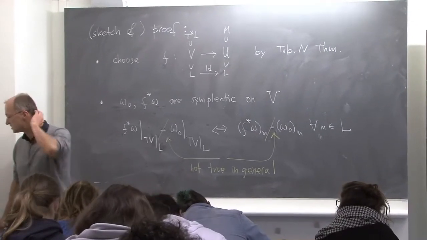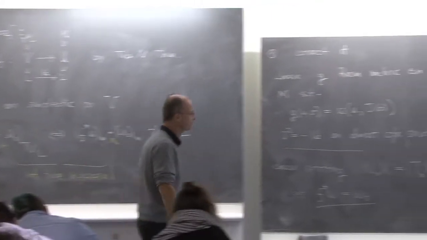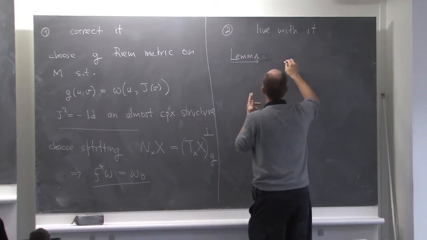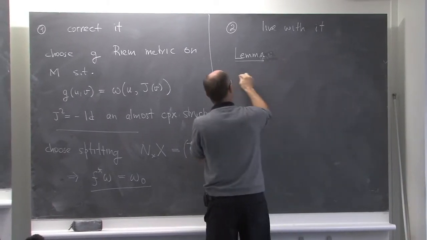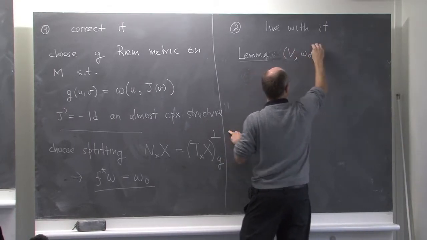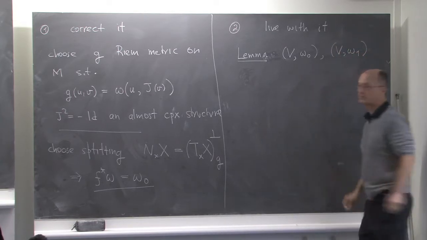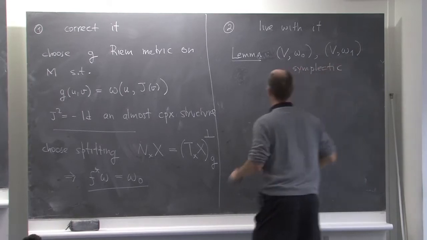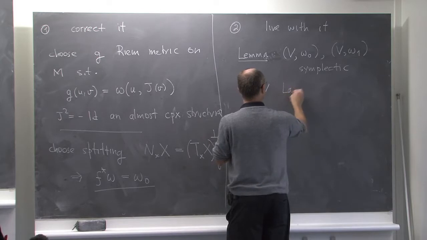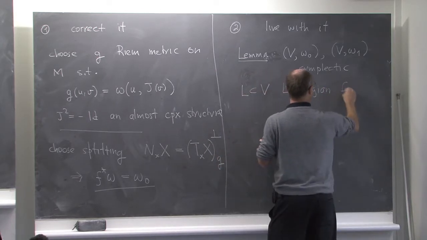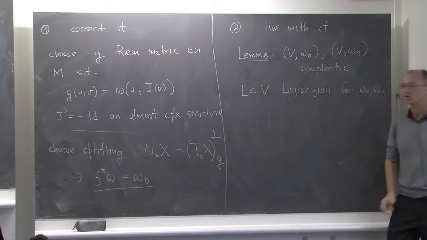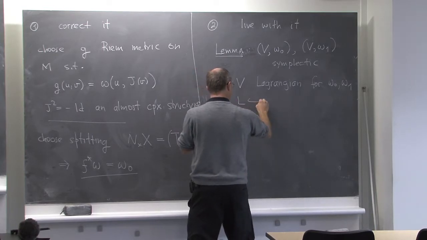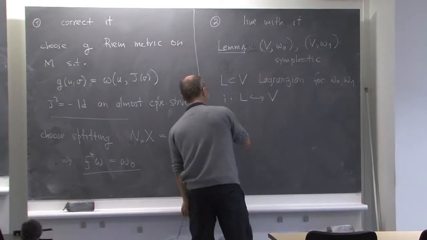Another possibility is to live with it. It is the following lemma, and that's the second exercise on the problem set. So the lemma says the following. Suppose you have a vector space V together with two different symplectic structures, so they're both symplectic. You have L in V which is Lagrangian for omega naught and omega 1. We denote by I, as before, the embedding of L into V.